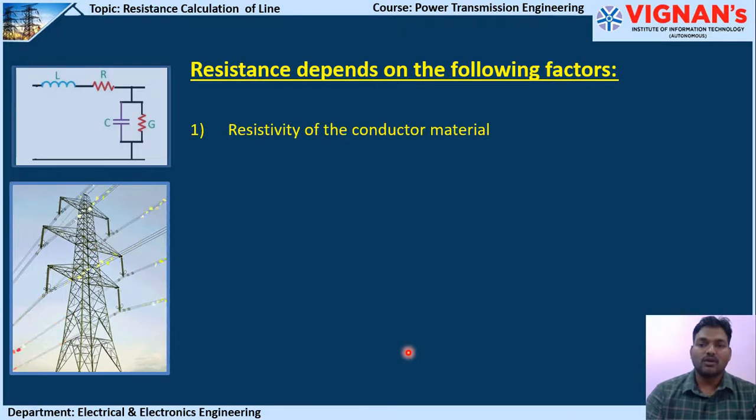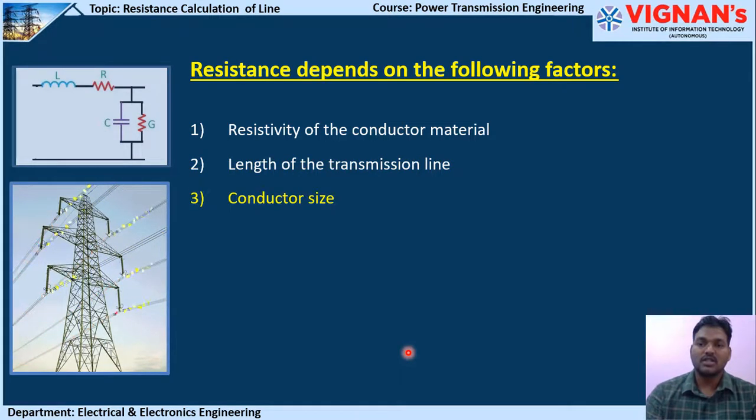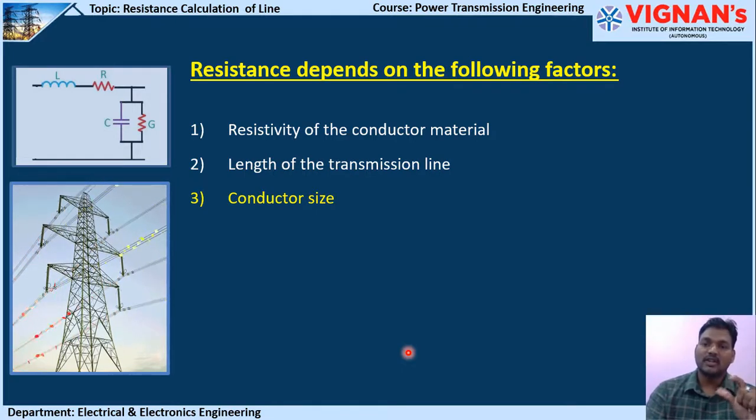Resistance depends upon the following factors. It depends upon the resistivity of the material, that is, resistance is directly proportional to the resistivity. It depends upon the length of the transmission line: more length means more resistance. It depends upon conductor size. It is inversely proportional to the area of the conductor. If the cross-sectional area is more, the resistance is less. That means thin wires will have more resistance and thick wires will have less resistance for a given length and material.